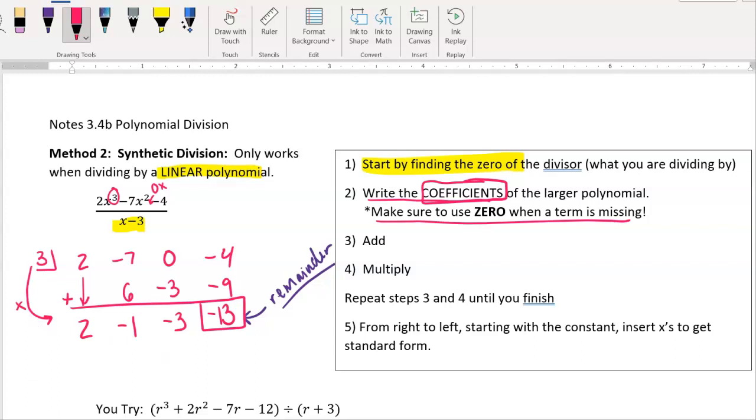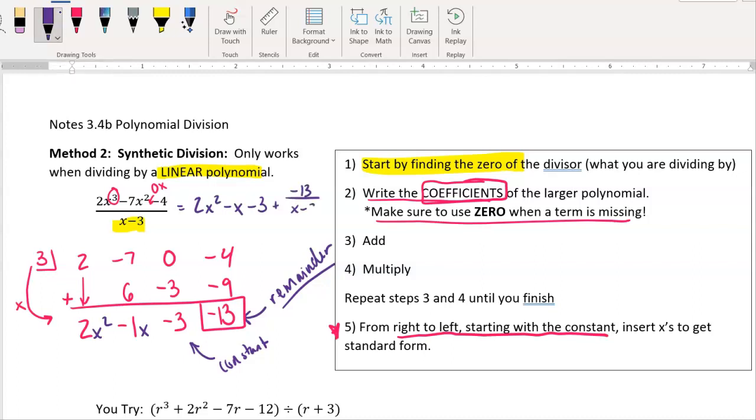So what do we do next? We did the multiplying and adding steps, so we did steps 3 and 4. Now step 5 is where we write our answer. So we're going to start from right to left, and we're going to start with the constant. This is our constant. So what I'm going to do is put variables in there, so our constant, and this will be x, and this will be x squared. So the answer would be 2x squared minus 1x, or minus x, minus 3, and then we have a remainder, so we can say plus -13 over x minus 3 would be your answer.